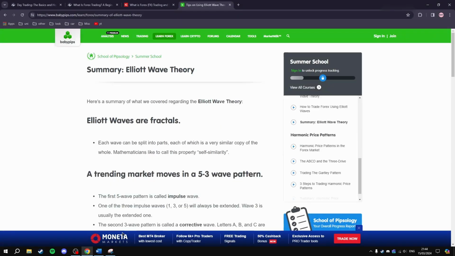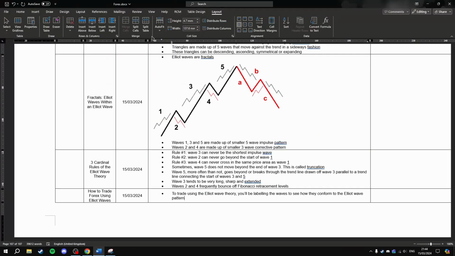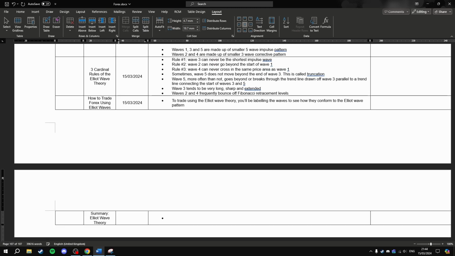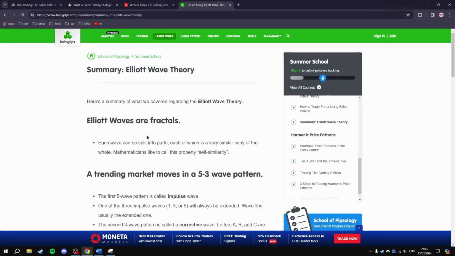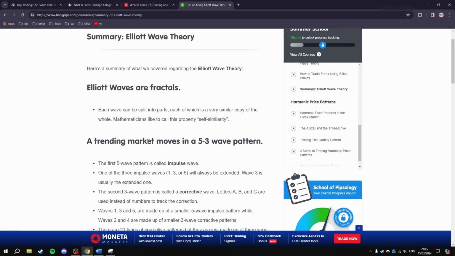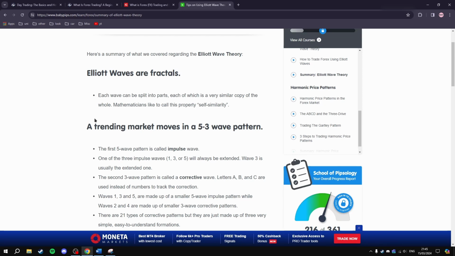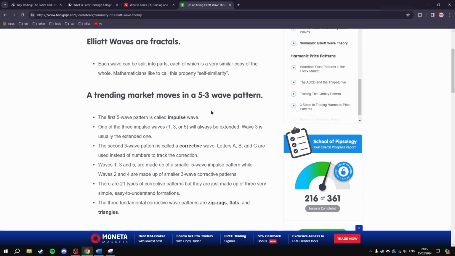Next, summary, Elliott wave theory. Here's a summary of what we've covered regarding the Elliott wave theory. Elliott waves are fractals. Each wave can be split into parts, each of which is a very similar copy of the whole. Mathematicians like to call this property self-similarity.